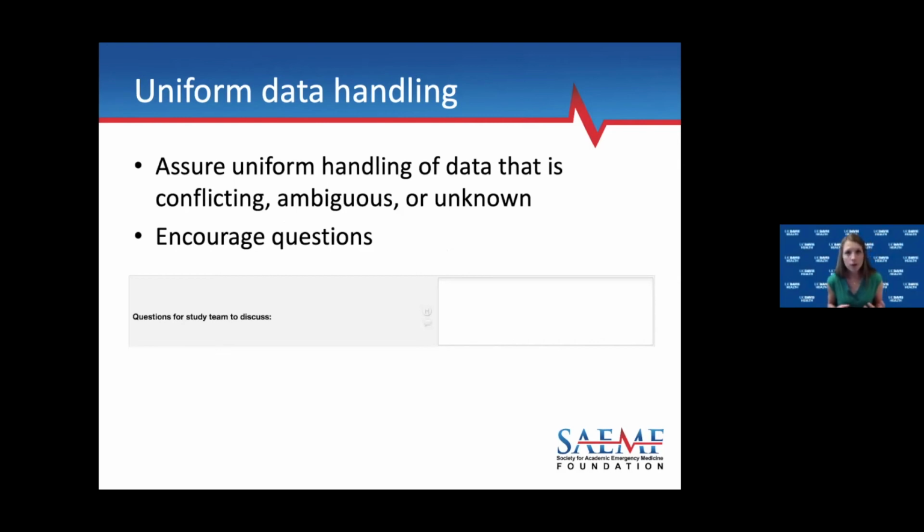You want to ensure uniform data handling. We talked earlier about conflicting, ambiguous, and missing data. It's really important that they're handled uniformly by all reviewers and across all cases.